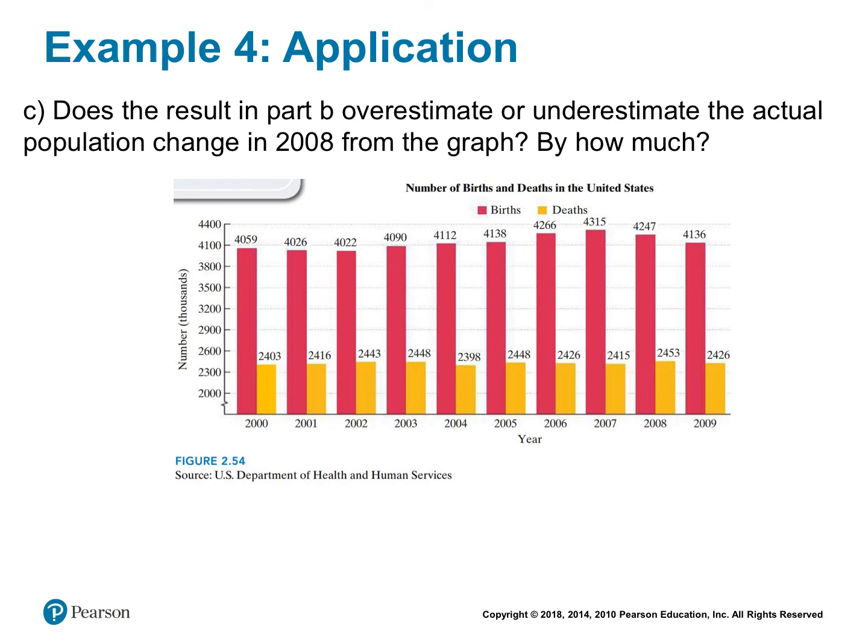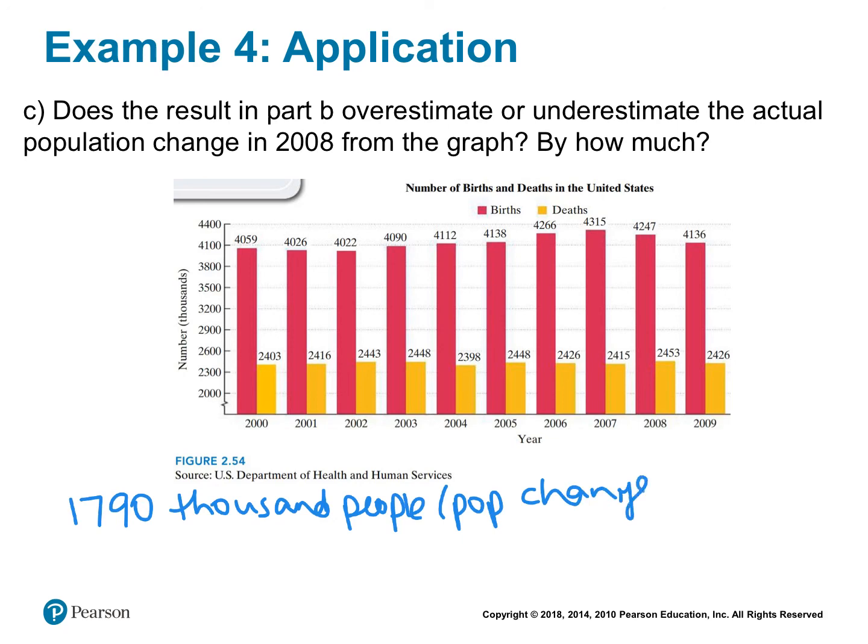And our last part, does the result in part B that we just said overestimate or underestimate the actual population change in 2008 from the graph, and by how much? So we just said that there was 1,790,000 people is how much the population changed. Or you could say 1,790,000. So now let's find this in the graph.